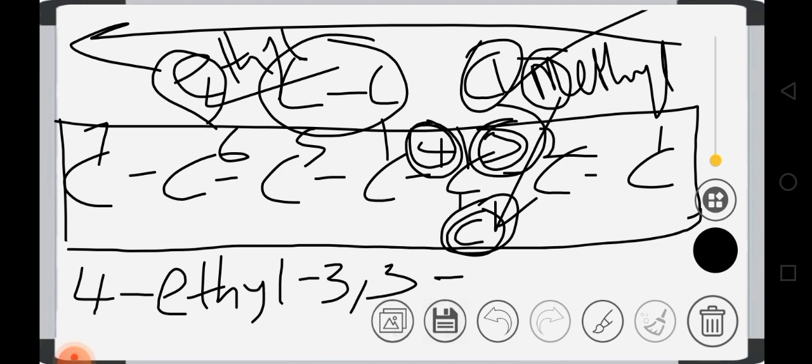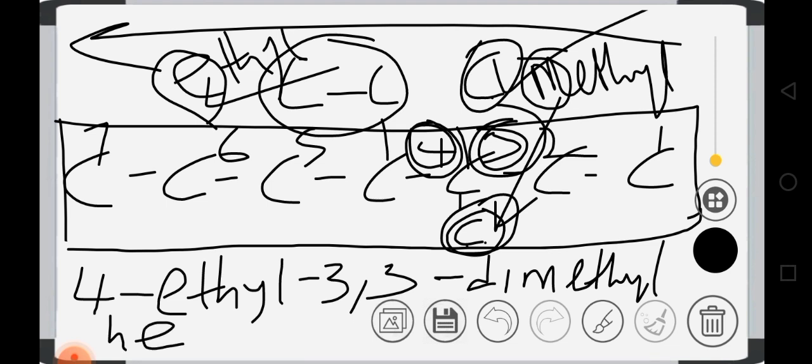How many did I have? We have 2 here. Remember I told you, if you have more than one substituent, if it's 2 we use di, if it's 3 we use tri. So I'm going to have dimethyl. Then it continues with heptane, which is the parent name. There's no space here, it's just in a straight line. So we have 4-ethyl-3,3-dimethylheptane. That is the name of the compound we just explained.